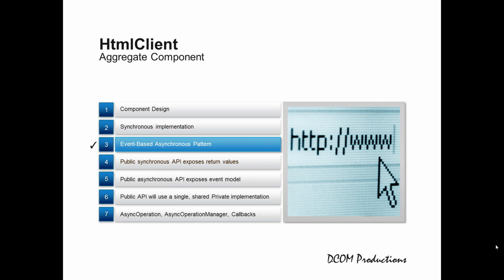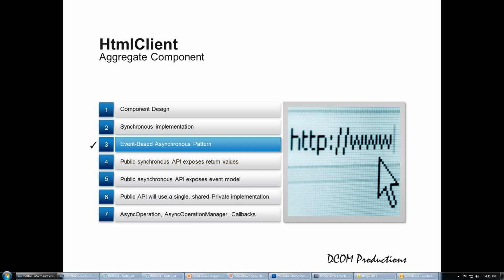Now, the event-based asynchronous pattern is implemented using three main objects. We have the async operation, which is just an object that tracks the lifetime of an async operation. We have the async operation manager, which we use to create the async operation, and it also provides concurrency management for classes that support asynchronous calls.